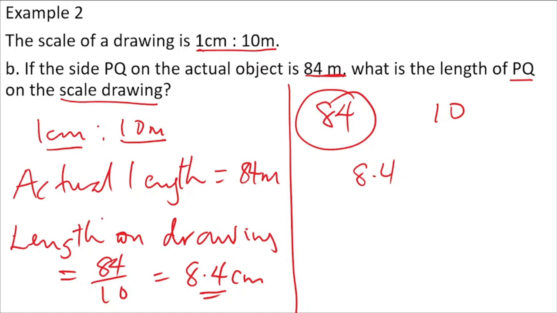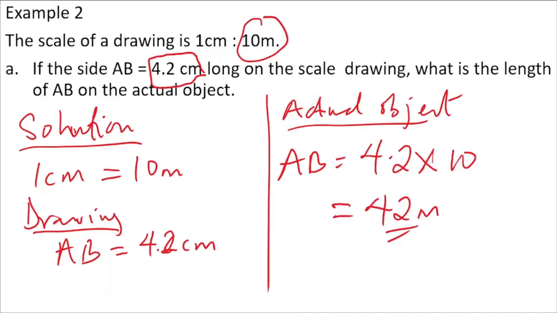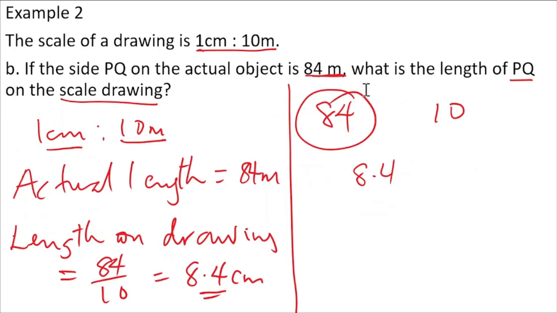So what we are going to notice here is this. When you are changing, you want to get the scale drawing. Look at the first one here. Here, we want to get the length of the actual object. What do we do? We multiply by the scale factor used. Then when we are about to find the length on drawing from the actual object, what do we do? We divide.